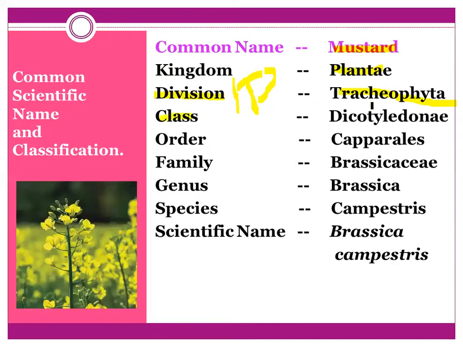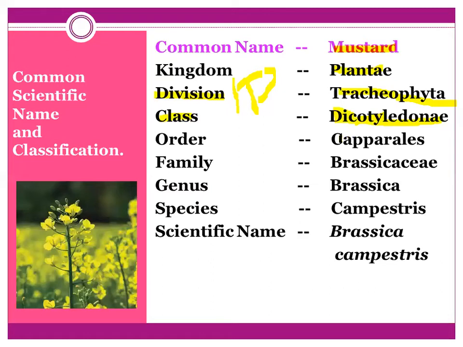Next, the class of mustard plant is Dicotyledonae. Di means two, cotyledon means seed part. Here I will give you the example of pea. If you look very carefully, the seed of pea that you eat can be divided into two parts. It has two portions. So it means that it is a dicotyledon. The mustard seed is also dicotyledon. That's why it is placed in the class Dicotyledonae.